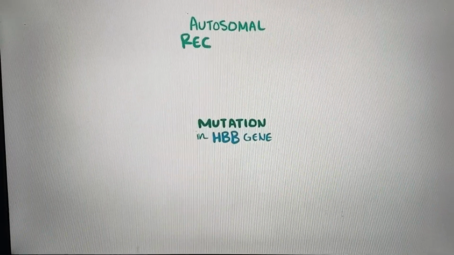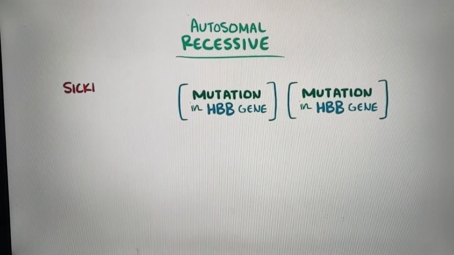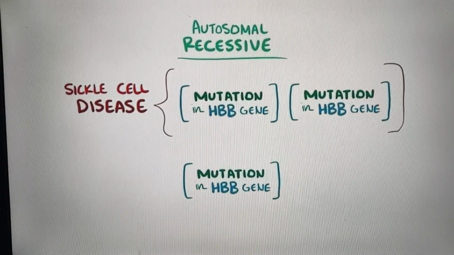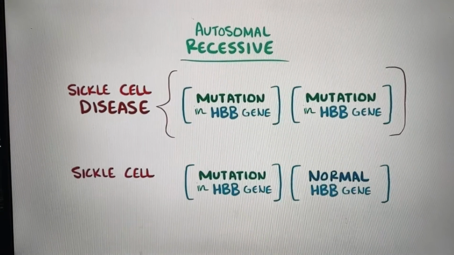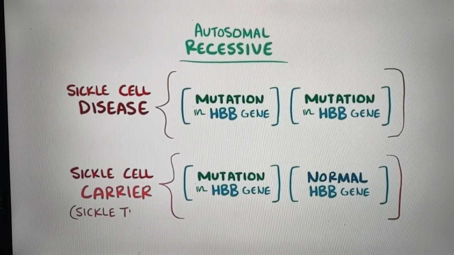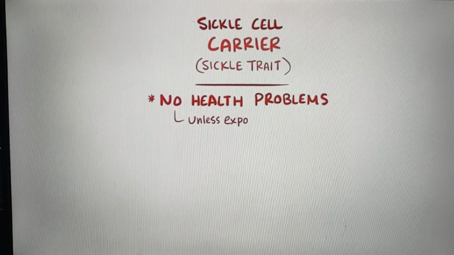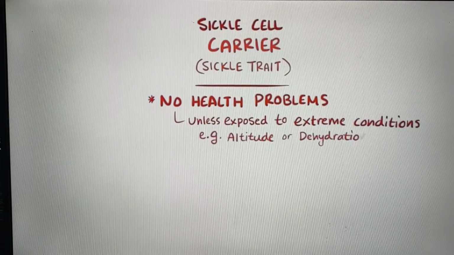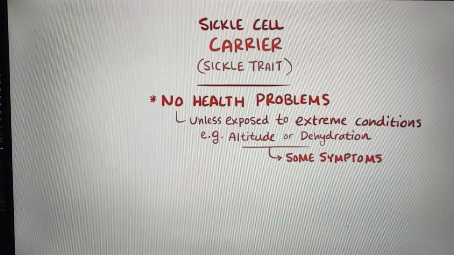Sickle cell is an autosomal recessive disease, so a mutation in both copies of the beta globin gene is needed to get the disease. If the person has just one copy of the mutation in one normal HBB gene, then they're a sickle cell carrier, also called sickle trait. Having sickle trait does not cause health problems unless the person is exposed to extreme conditions, like high altitude or dehydration, where some sickle cell disease-like symptoms can crop up.